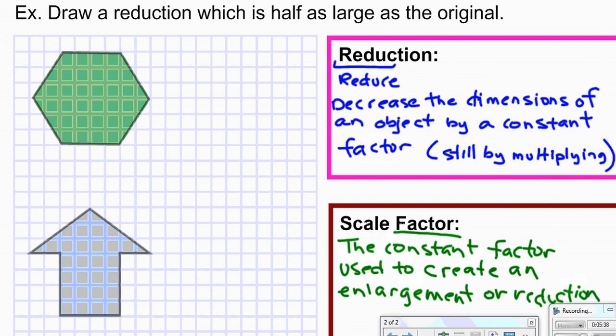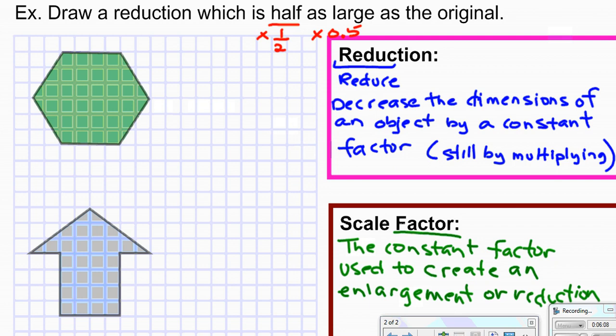So when we look at these examples, it says draw a reduction which is half as large as the original. Okay, so half. When we think of half, we think of dividing by 2. But in order for a scale factor, we need to think of multiplying. So we need to think of multiplying by 1/2, or you could think of it as multiplying by 0.5. So we could think of it as a decimal as well.